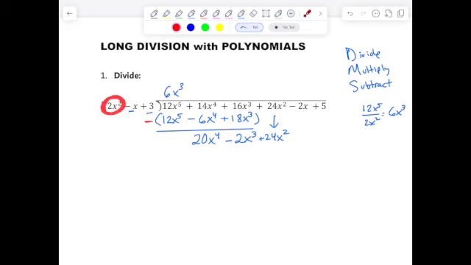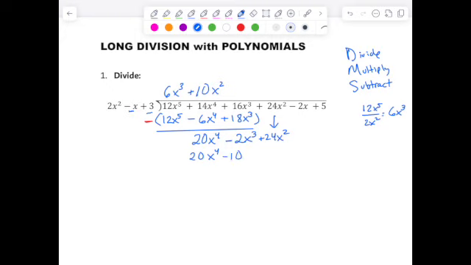Divide that lead term of your divisor into the lead term here. And we're going to write that term up top where the quotient goes. So 20x to the 4th divided by 2x squared. 20 divided by 2 is 10. X to the 4th divided by x squared is x squared. And now we just repeat the process. Divide, now multiply. Again, 10x squared times that entire divisor out in front. 20x to the 4th. 10x squared times negative x will give you negative 10x to the 3rd. 10x squared times positive 3 is positive 30x squared. There's the multiplication. And now we subtract.